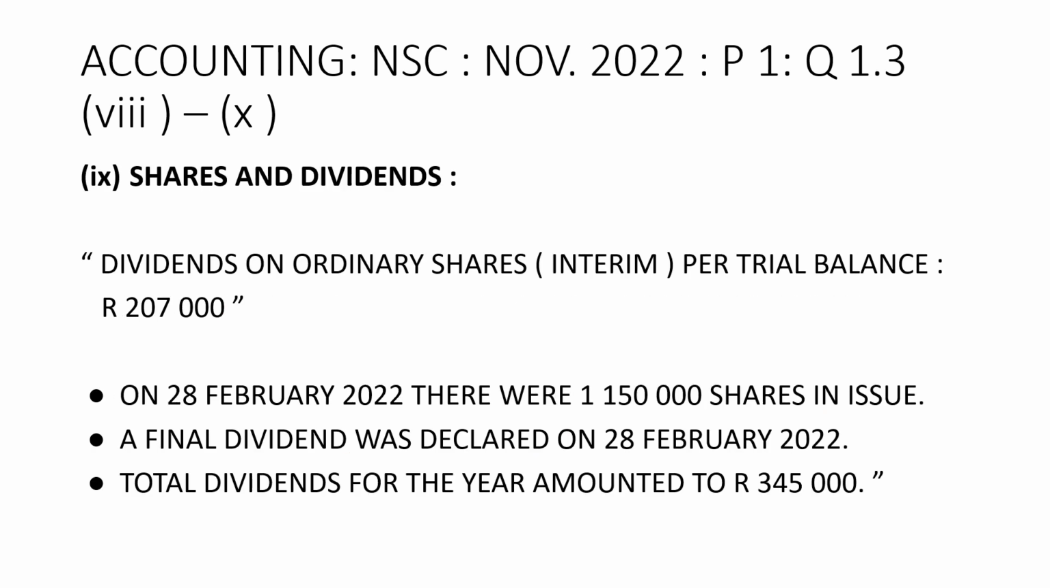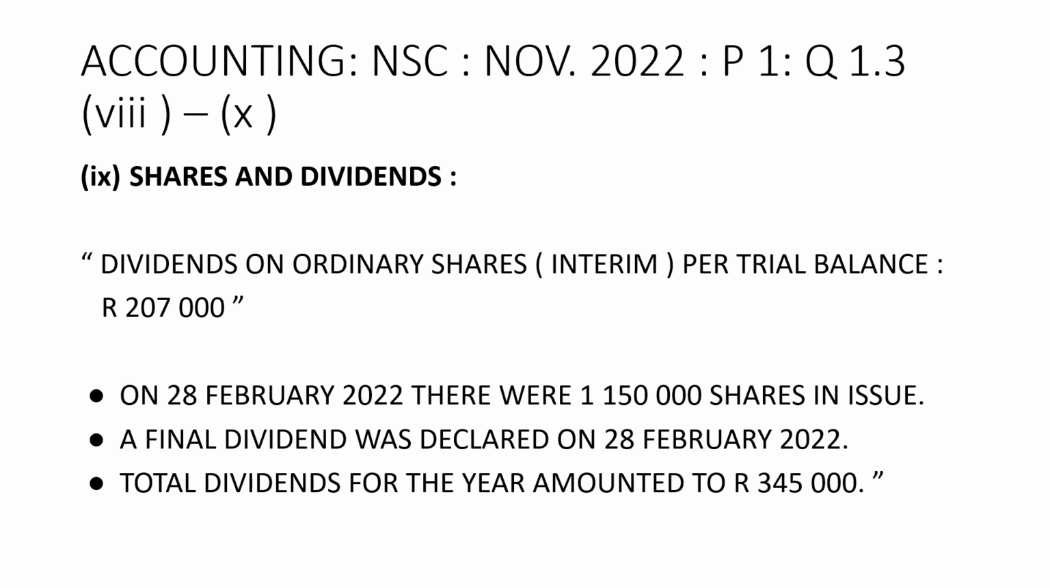Let us now proceed to adjustment number 9, which deals with dividends and shares. Okay, in the information given in the trial balance is dividends on ordinary shares, that is your interim dividend. Remember, you pay dividends twice a year. The interim dividend is after 6 months, which you have to pay. And the final dividend at the end of the year, you will recommend. You will not pay the amount, but you will only pay it in the following financial year.